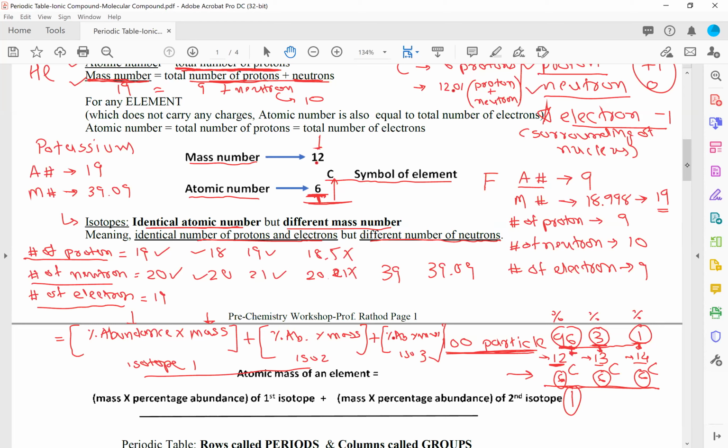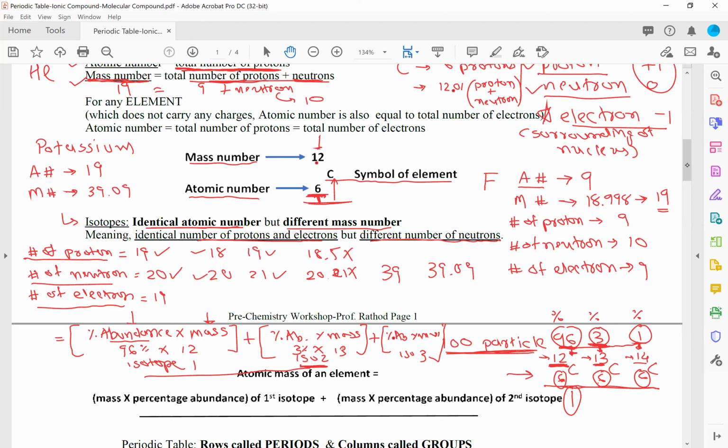Okay. So what is percentage abundance? Abundance means how many percent, or how many molecules, are existing in this particular form. For this example, we can say the percentage abundance is 96. What is the mass? In this case, the mass that we found out is 12. What is the percentage abundance for isotope 2? We can say it's 3%. I have to use the percent sign, or I can say divide by 100. And what is the mass for that isotope? It is 13.